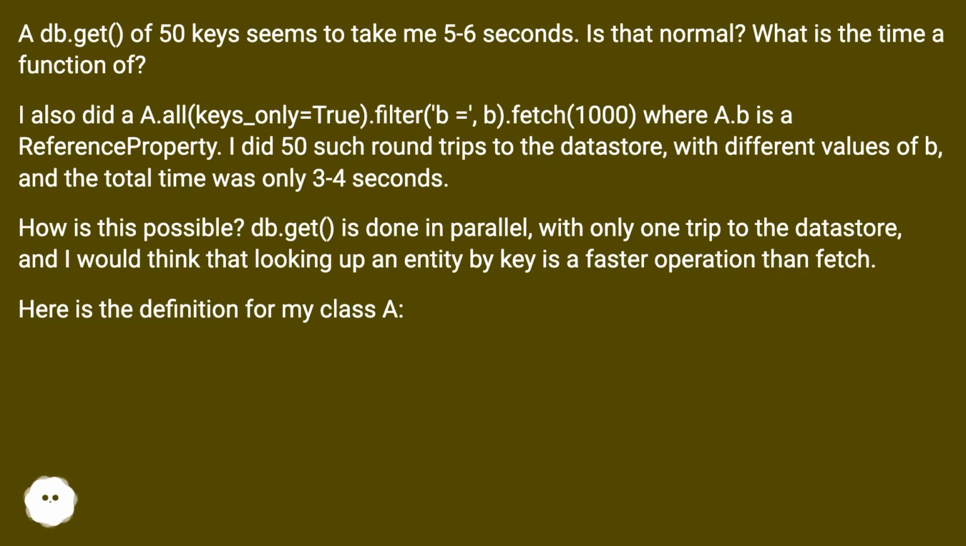I also did A.all(keys_only=True).filter('b =', b).fetch(1000), where A.b is a reference property. I did 50 such round trips to the datastore with different values of b, and the total time was only 3 to 4 seconds. How is this possible? db.get is done in parallel with only one trip to the datastore, and I would think that looking up an entity by key is a faster operation than fetch. Here is the definition for my class A.